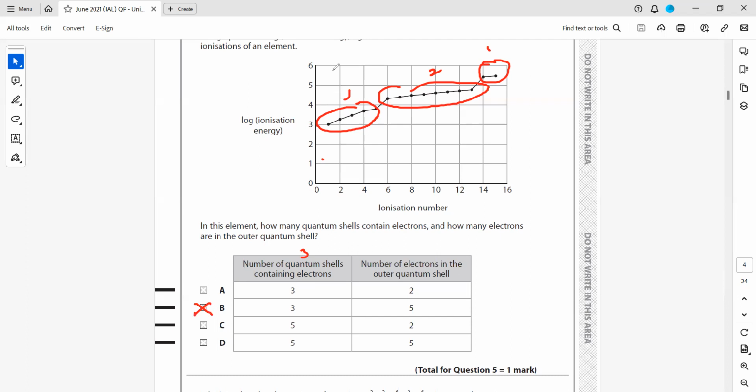So whenever you read this type of a graph, the log of ionization or even the ionization energy graph, you will start with the last electrons removed. So this is the first shell. Then this will be the second shell. And this is the third shell. So there are 3 shells, and in the last shell, it has 5 electrons. Because electrons always remove from the last shell first. That's why we read in this manner.